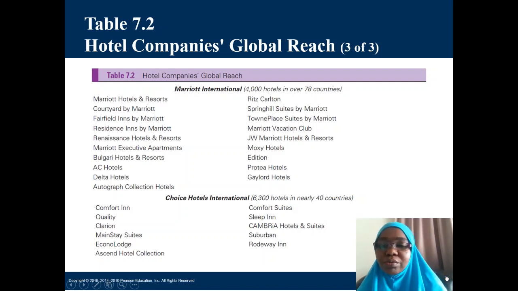You may also want to research to find out more hotels that have global reach, that have branches internationally, maybe across the region or across the geopolitical zones, perhaps worldwide.